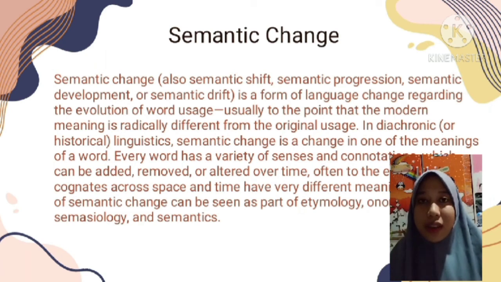In diachronic or historical linguistics, semantic change is change in one of the meanings of a word. Every word has a variety of senses and connotations which can be added, removed, or altered over time, often to the extent that cognates across space and time have very different meanings. The study of semantic change can be seen as part of etymology, onomasiology, semiotics, and semantics.